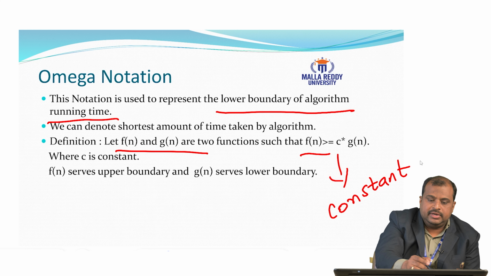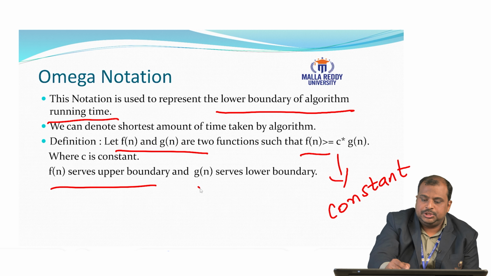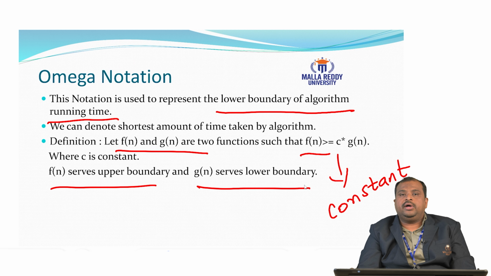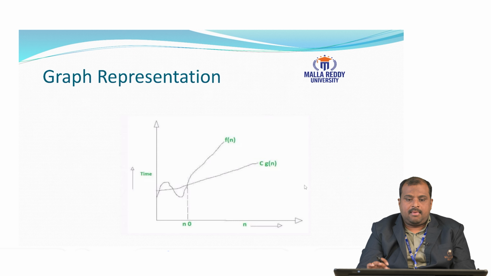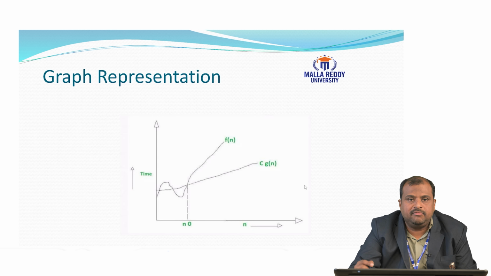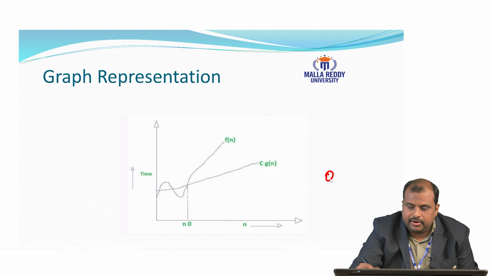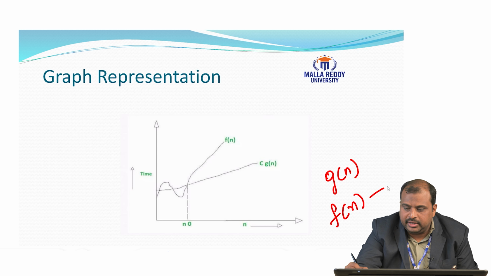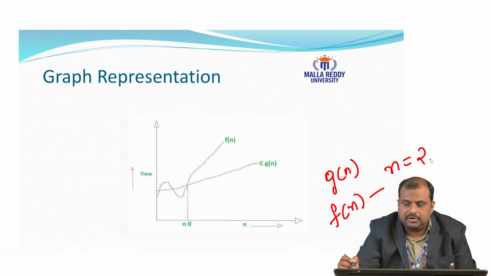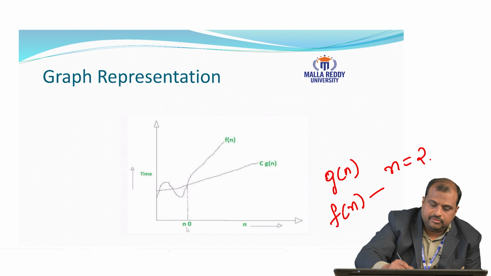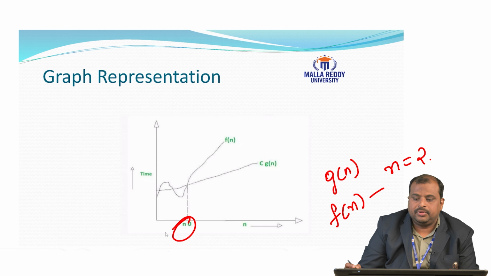Here f of n will serve as an upper boundary and g of n will serve as a lower boundary. Next, this is a simple way to represent omega notation. Initially, g of n value will increase. After that, f of n value will increase. Wherever the f of n value increases, say for example at n value equal to 2, that point is going to be considered. That will be treated as your n naught.